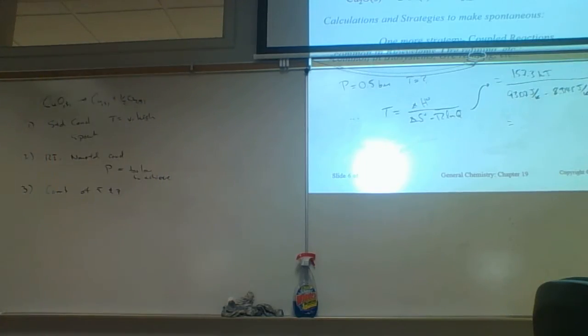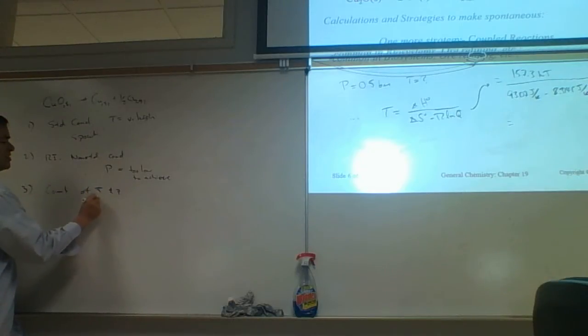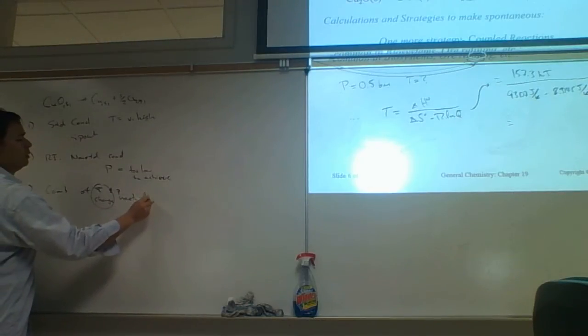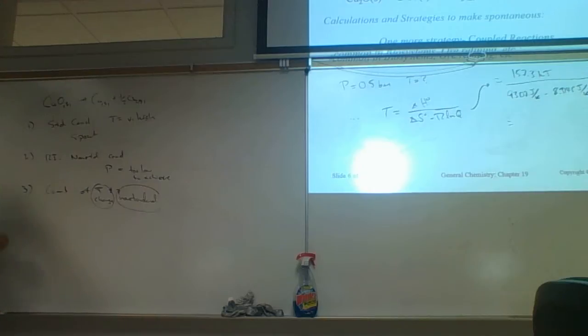A combination of non-standard conditions and a temperature not equal to 298. So a combination of temperature change and non-standard conditions. The strategy here is we'll try it under standard conditions and just change the temperature. Well, that failed. Well, it didn't really fail, it's just that the temperature was so high. So then we tried it at room temperature, but went to non-standard conditions. That is, alter Q, but keep it at 298 Kelvin.